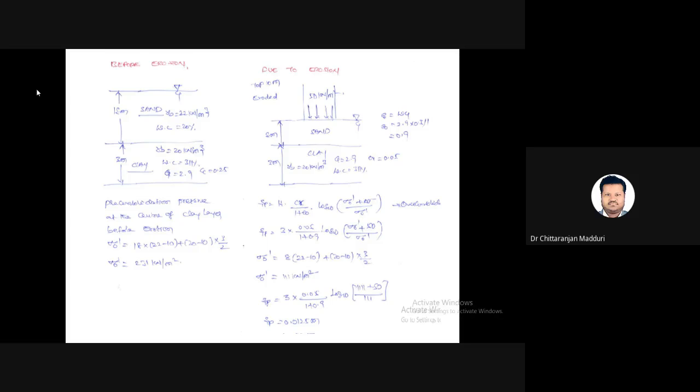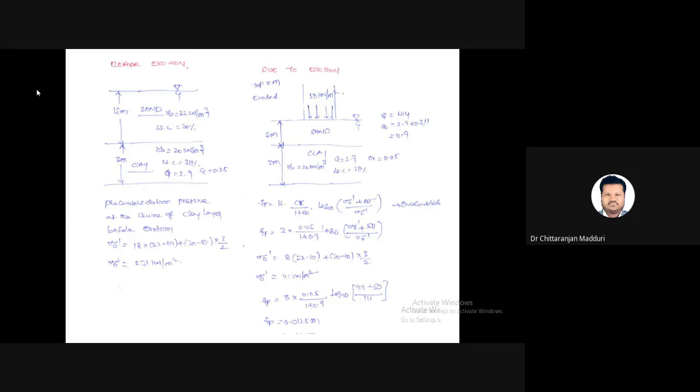Due to erosion, the top 10 meters of soil is eroded. Up to 18 meters, sand is there, but due to erosion, the top 10 meters of sand is eroded, so we need to consider only 8 meters of sand. After erosion, the building is constructed. Because of the building, there is an increase in pressure of 50 kN per meter square. The remaining properties are the same.